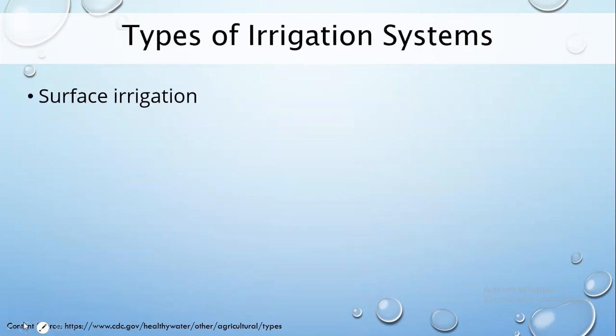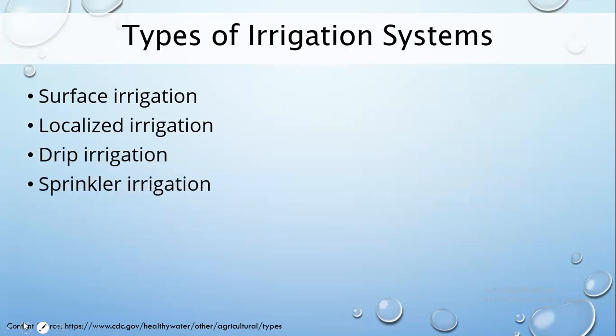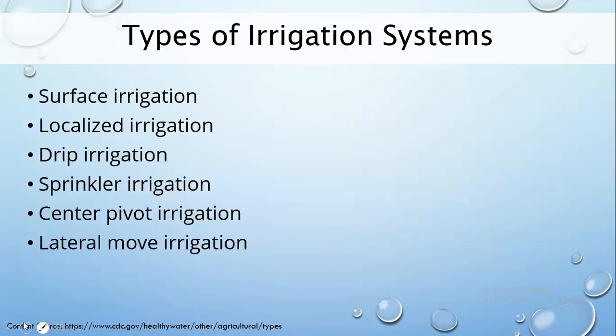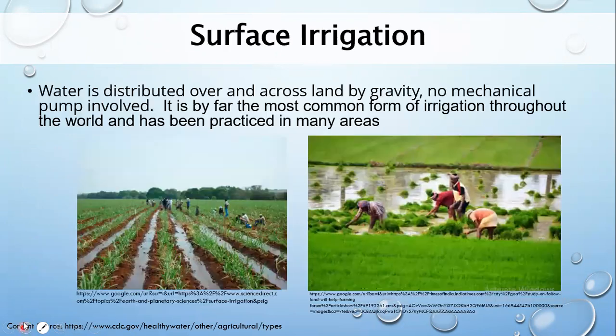Next, we have the types of irrigation: the surface, the localized, the drip, the sprinkler, the center pivot, the lateral move, the subsurface, and the manual irrigation. First, let's discuss the surface irrigation. So water is distributed over and across the land by gravity, no mechanical pump involved. It is by far the most common form of irrigation throughout the world and has been practiced in many areas. As you can see here in the pictures, ito po yung surface irrigation, parang surface water. The water is in the surface. So this is the furrow method and this is the basin method, the two types of surface irrigation.